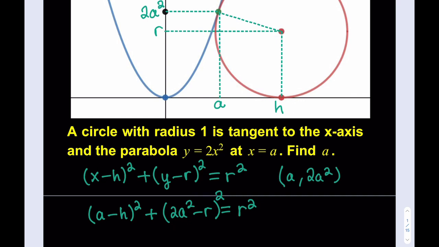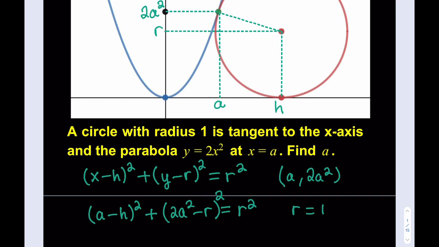Well, we do know the value of r, by the way. Yay. Great. So it says in the problem, that's why we need to read this problem carefully, right? It says a circle with radius 1. So r equals 1. Awesome. So one variable down. What about a and h?